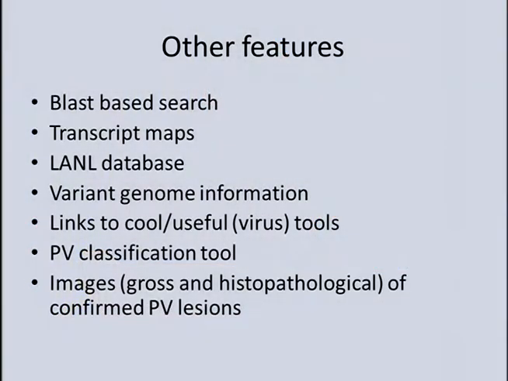I'm running out of time, and I don't have time to go into all the other features, but we have BLAST-based searches, we host transcript maps of a lot of viruses, we have a complete copy of the original Los Alamos database, so if you want to find any of that data, that is on PAVE. We have links to variant genomes. We have really cool virus and other tools. We are building a PV classification tool that will be used in PAVE soon.